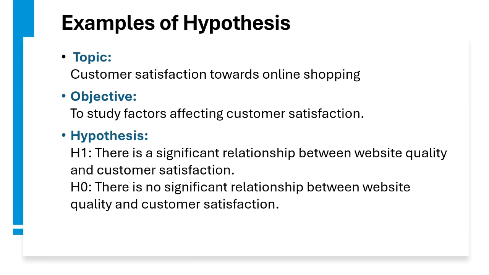Now you may be surprised that where the parameter website quality has come from. So here we are considering the factors affecting. So through literature review, you should make a list of factors and from those factors you make the comparison with customer satisfaction. So there is a significant relationship between website quality and customer satisfaction. This is our alternative hypothesis. Now our null hypothesis will be: there is no significant relationship between website quality and customer satisfaction.